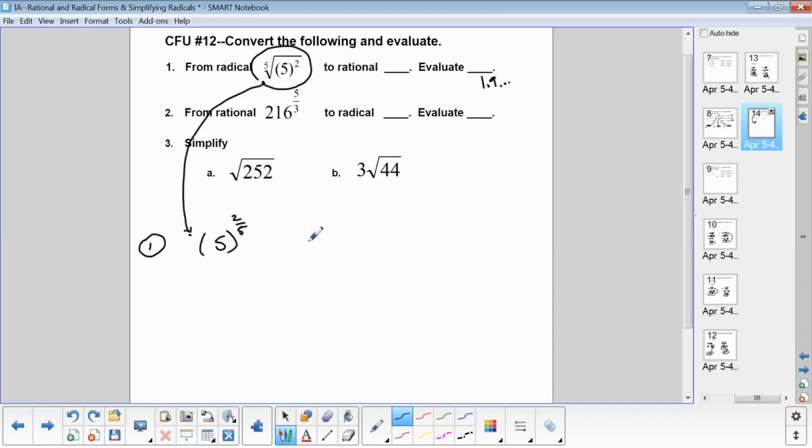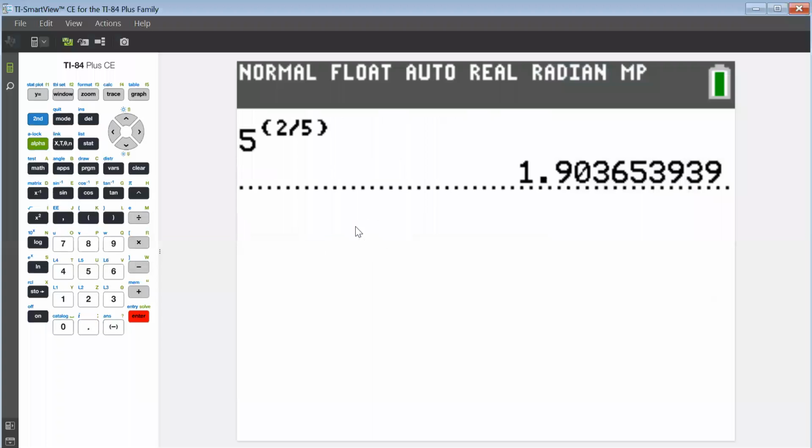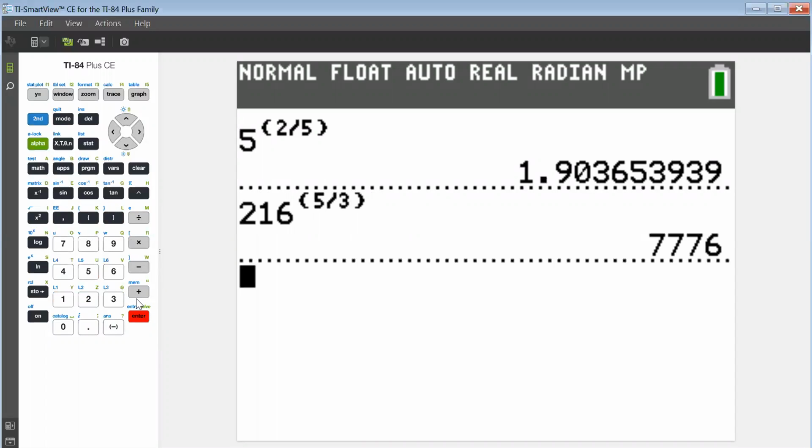And that's number 1. Number 2, 216 to the 5/3 power in radical form. 216 would be the radicand, the 3 is your root, and the 5 is your power. So if you're going to evaluate this one, 216 to the 5/3 power, type in 216, raise it to the 5 divided by 3 power, and you get 7,776.